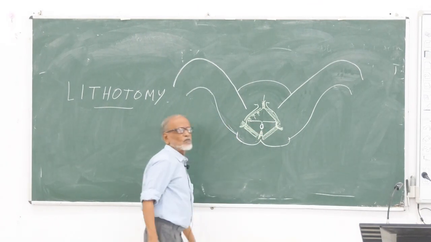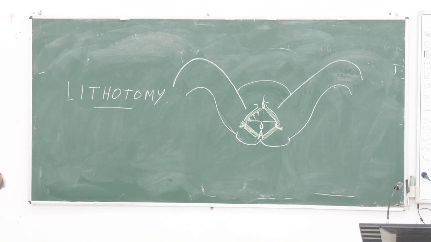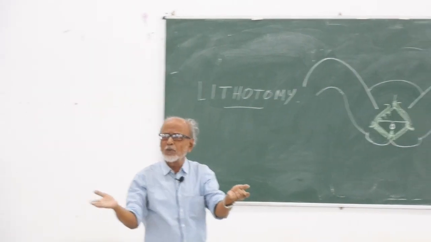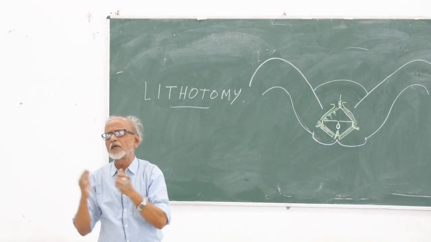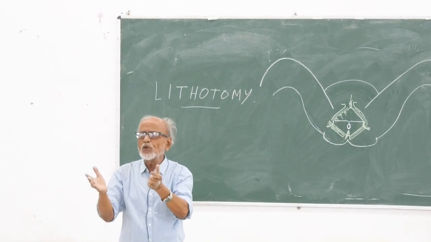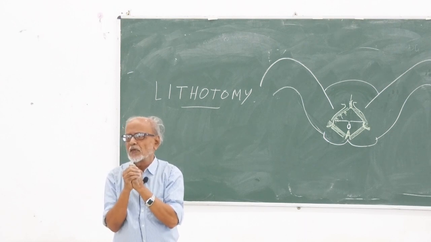Instead, we will find cutaneous folds. A larger fold will be there, being called as labia majora. A smaller fold lying medial to that will be called as labia minora. Between the labia minora, we find a space we call the vestibule.